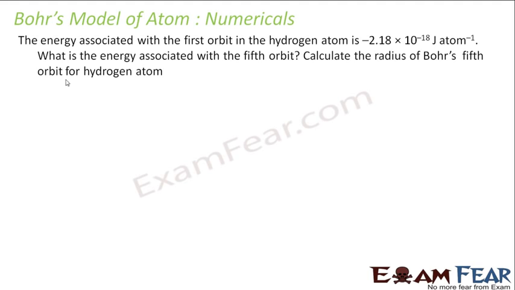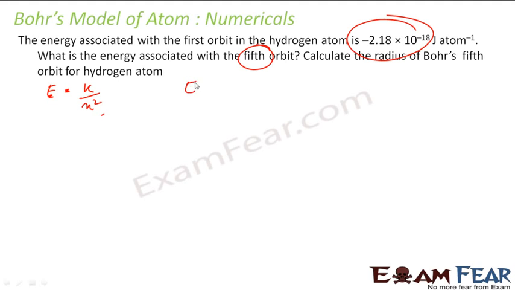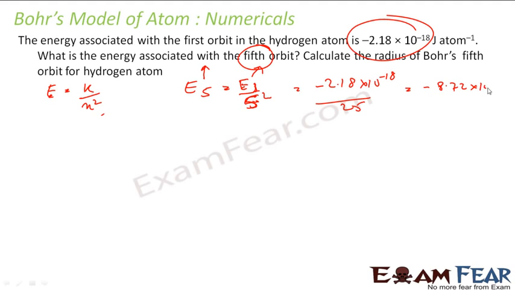So we have seen that in this case the energy associated with the first orbit is this. We have to find the energy associated with the fifth orbit. See, energy associated with any orbit is nothing but some constant by n square, where n is my orbit number. So energy associated with the fifth orbit is nothing but energy of the first orbit by 5 square, because energy of 1 is nothing but this. It is minus 2.18 into 10 to the power minus 18 by 25. We solve this, this becomes minus 8.72 into 10 to the power minus 20.